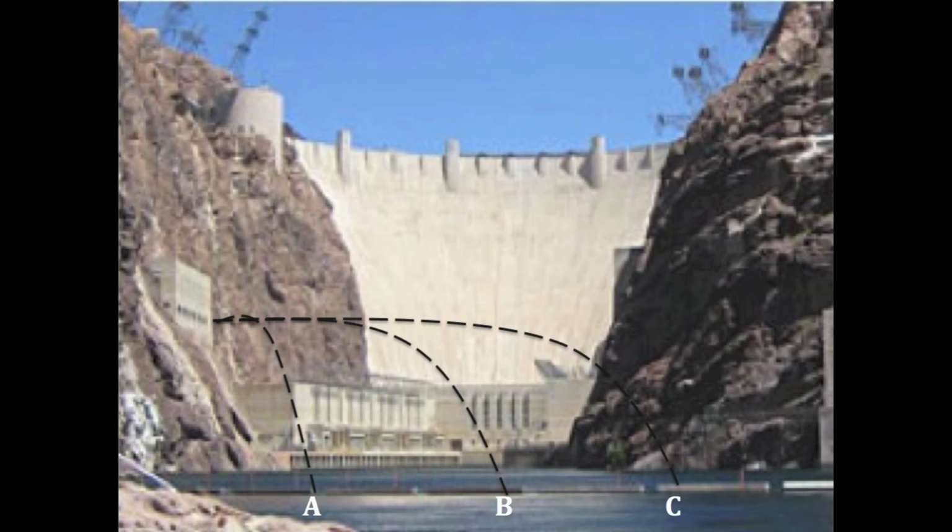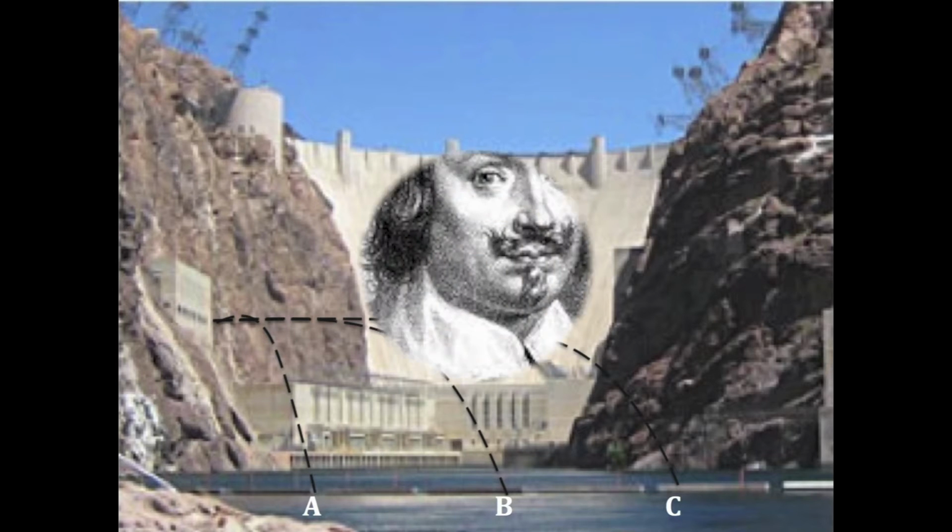Have you ever wondered how far the water behind the Hoover Dam will eject from an outlet? Will the water follow the trajectory of A, B, or C? This is a similar problem that Evangelista Torricelli answered back in 1642.